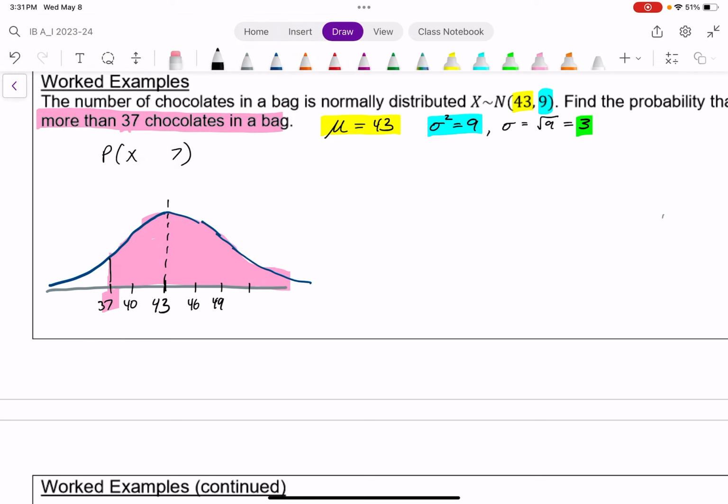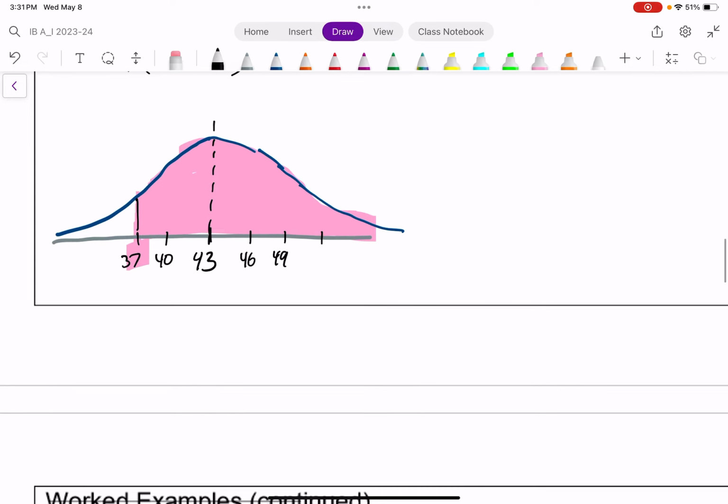While actually the number of chocolates isn't continuous, we think of a normal distribution as being continuous. So quite often, whether we have this or this, it's interchangeable. But I do say more than 37. So one way to figure this out is to look at this and realize, okay, this curve is always symmetrical, which means all of this must be half. So this must be half the data, which means 50% of all the data is here.